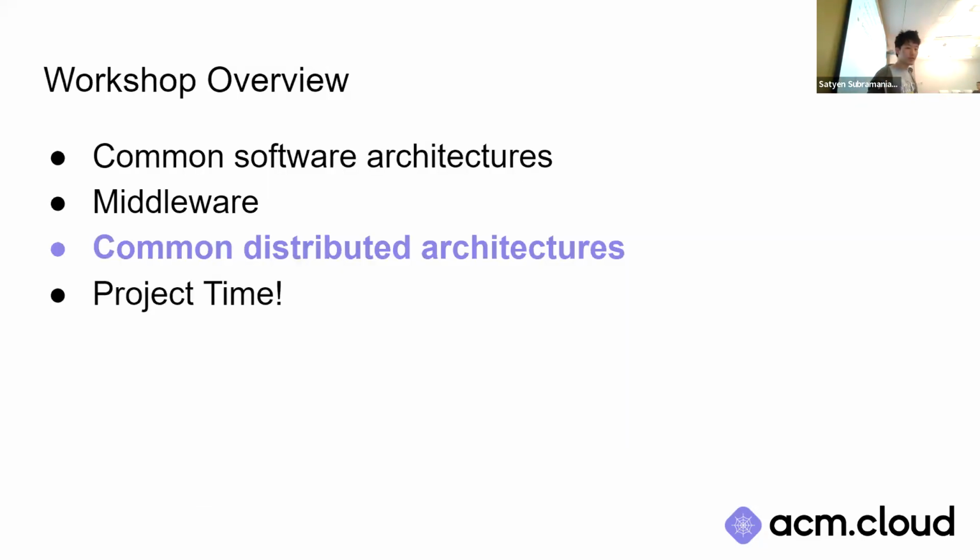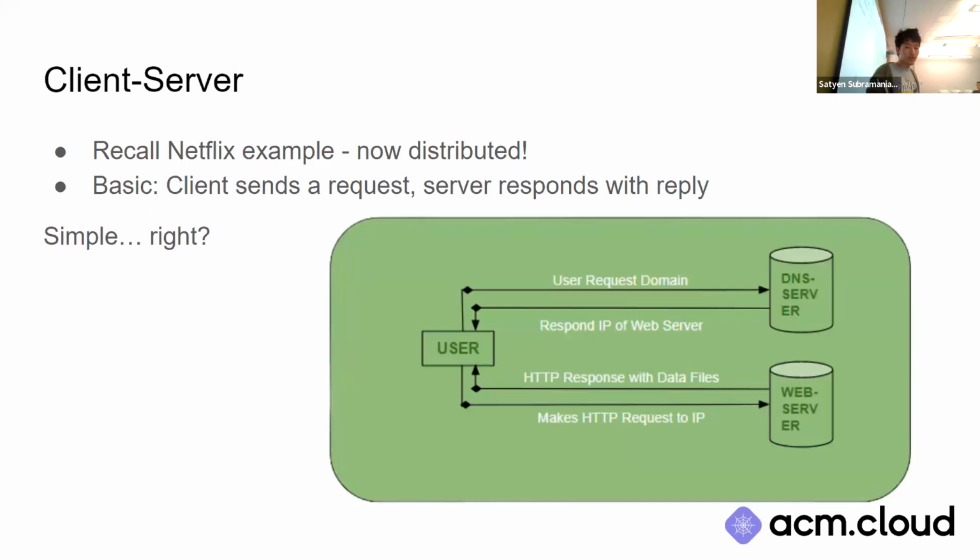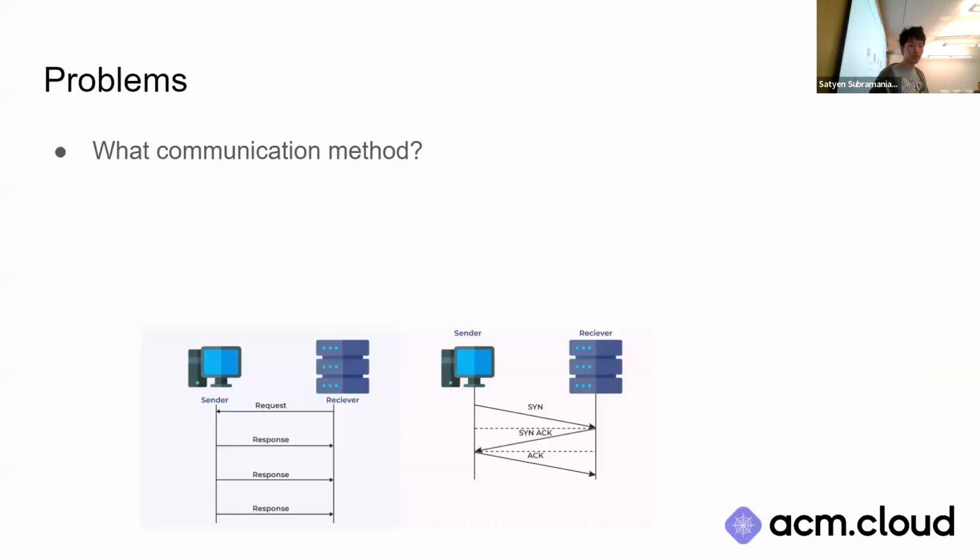Next. Okay, so now we're going to go over some common distributed system architectures. Obviously, first we have client-server. This is the most basic architecture. However, it does not scale very well. We have a client that sends a request and the server responds with a reply. It's obviously very simple, but there are problems.